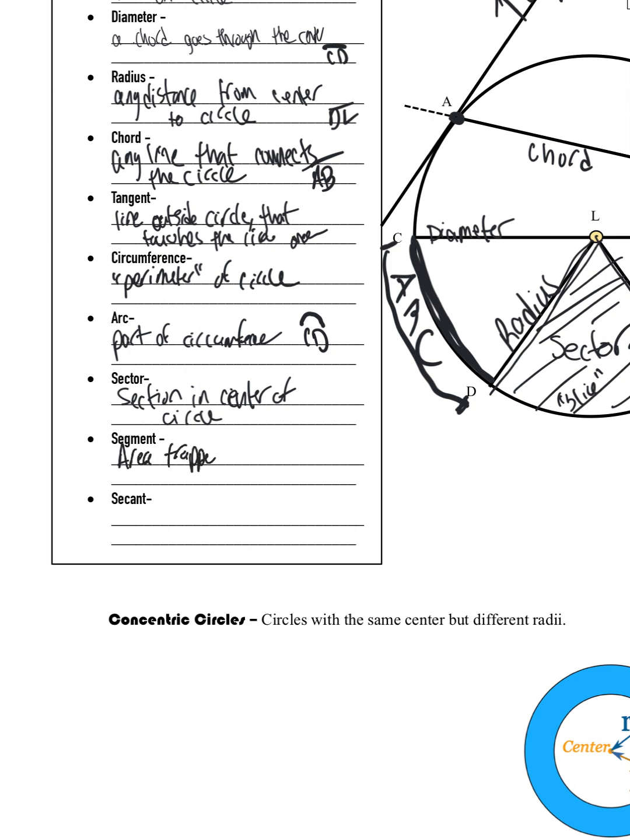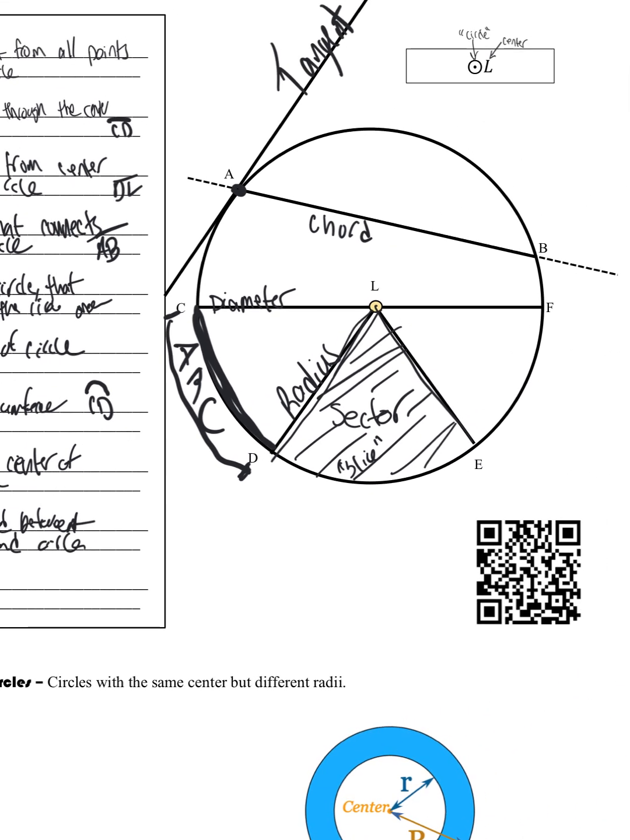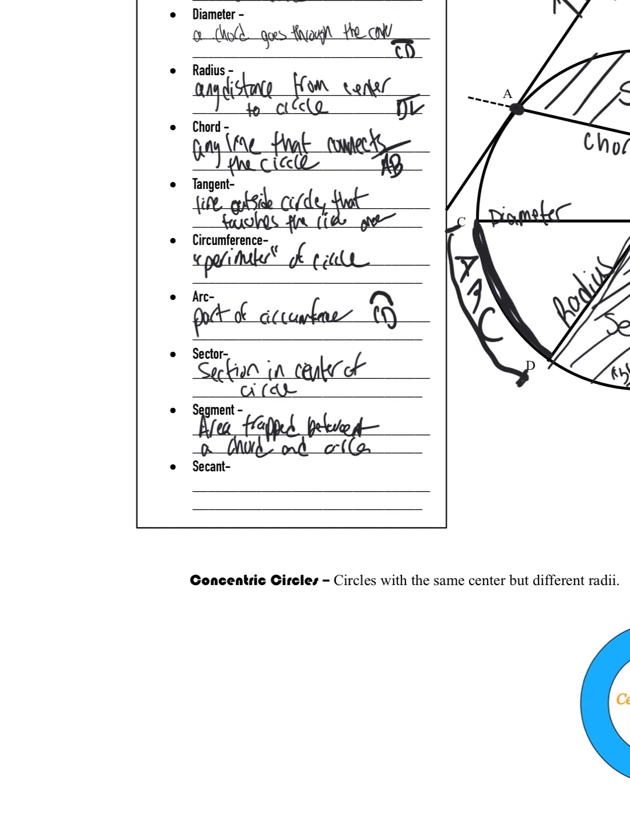And your segment is the area trapped between a chord and circle. So we only have one chord in our diagram. So right up here would be an example of a segment. This whole thing, its area. These are really hard to solve for. So we're not going to really solve for the segment itself, but we have certain properties. And finally, a secant is a line that goes through the circle.